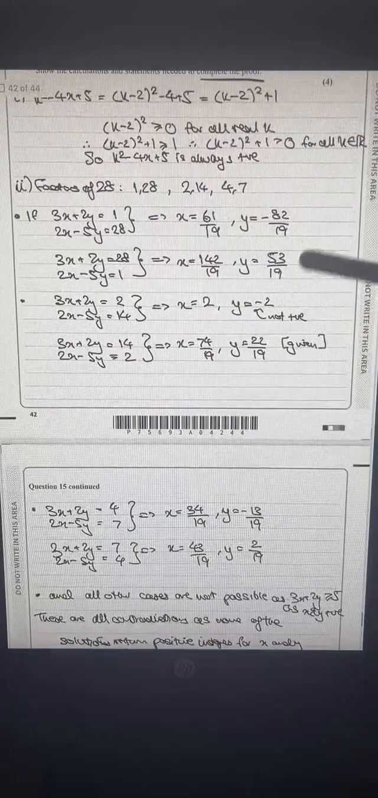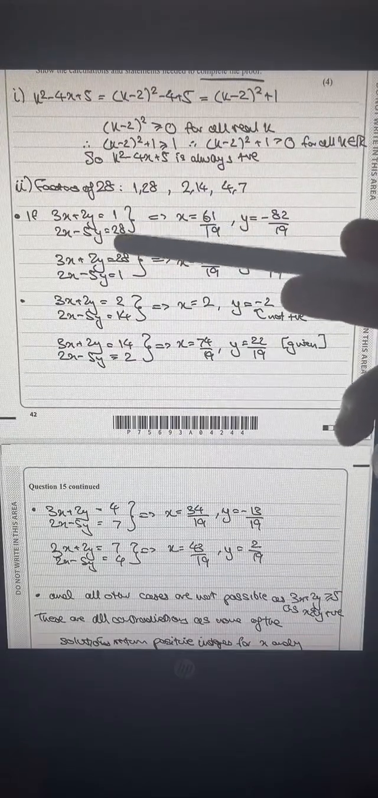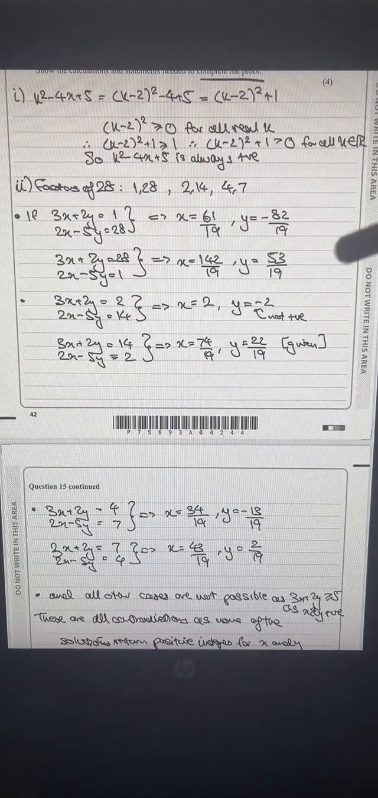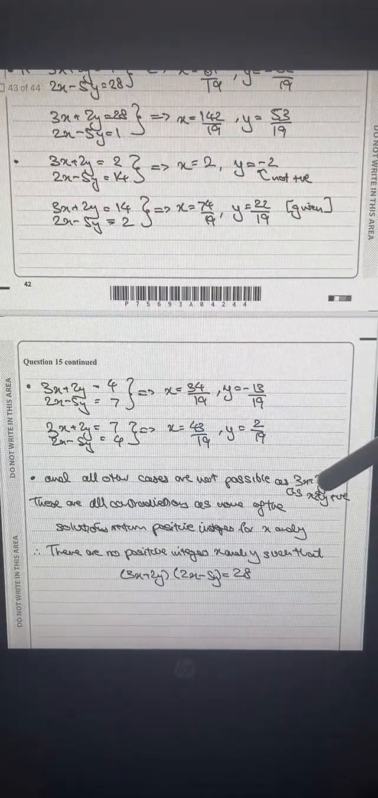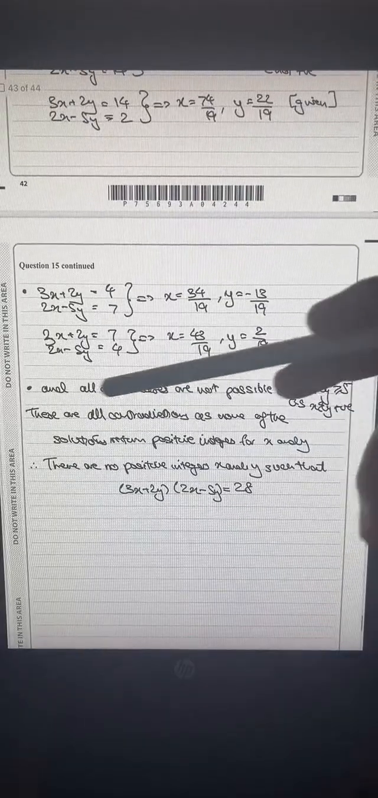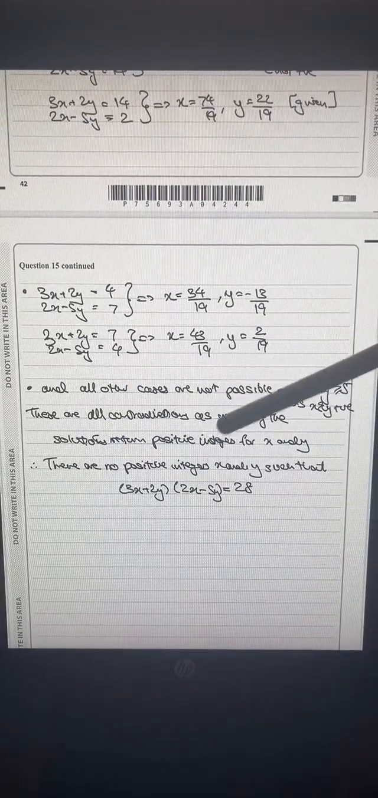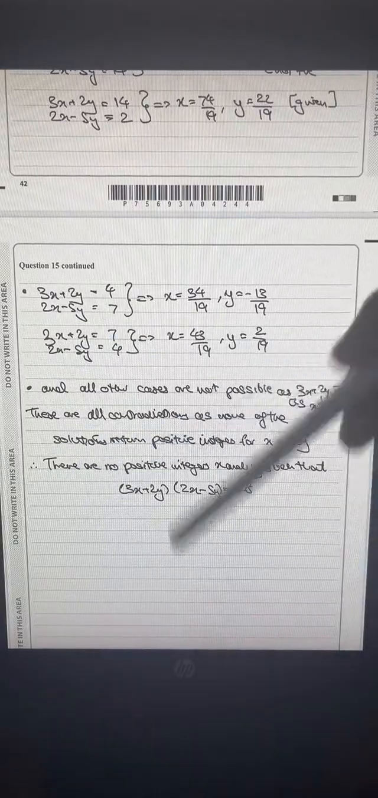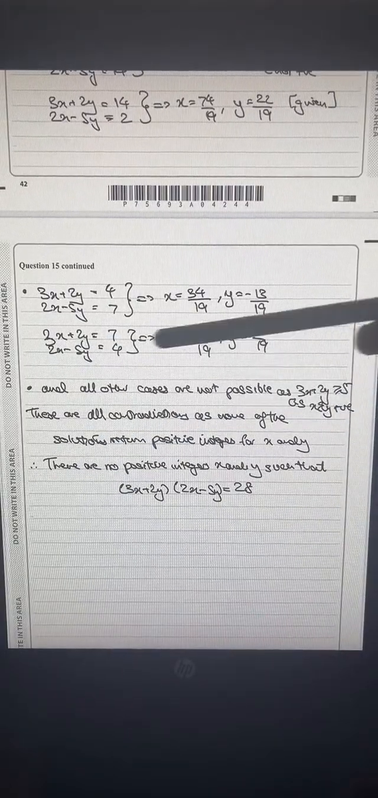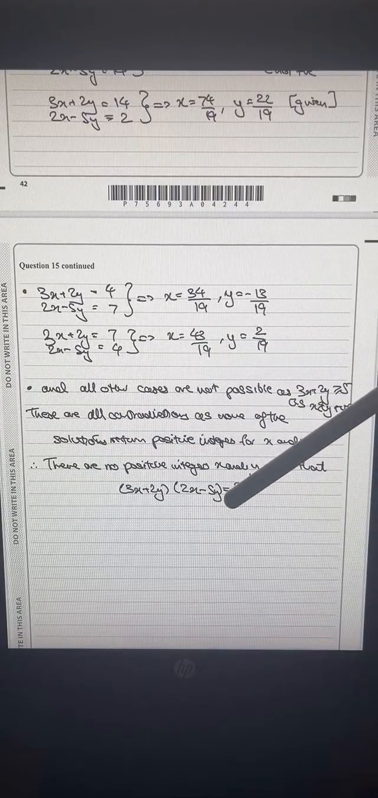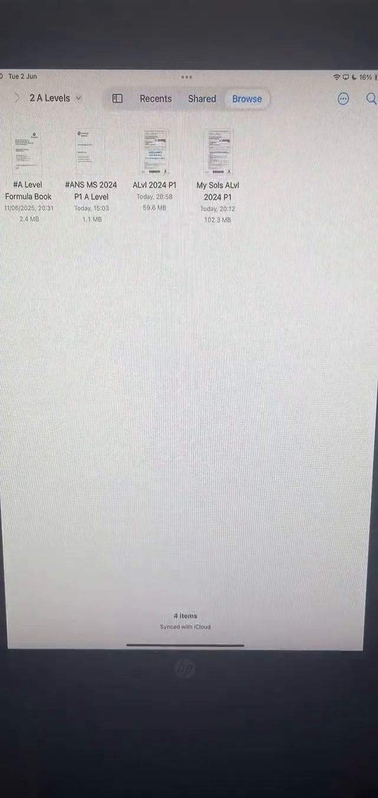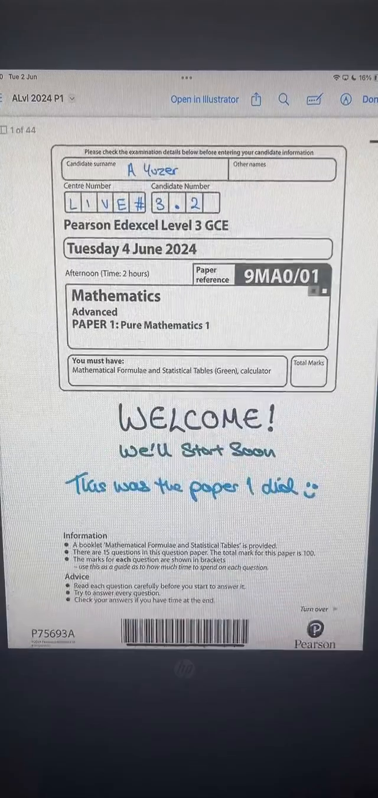So it's an obnoxious amount of work for 4 marks, the number of times I had to plug this into my simultaneous calculator thing. But it's repetitive, it's just long, and you need to know to do the factor pairs, and you also need to state this about all other cases, and then you need your conclusion. These are all contradictions, as none of the solutions return positive integers for x and y, and therefore I just state what the original thing we were trying to prove was. There are no positive integers x and y such that (3x + 2y)(2x - 5y) is equal to 28. And that is a wrap on the A-Level 2024 Paper 1.